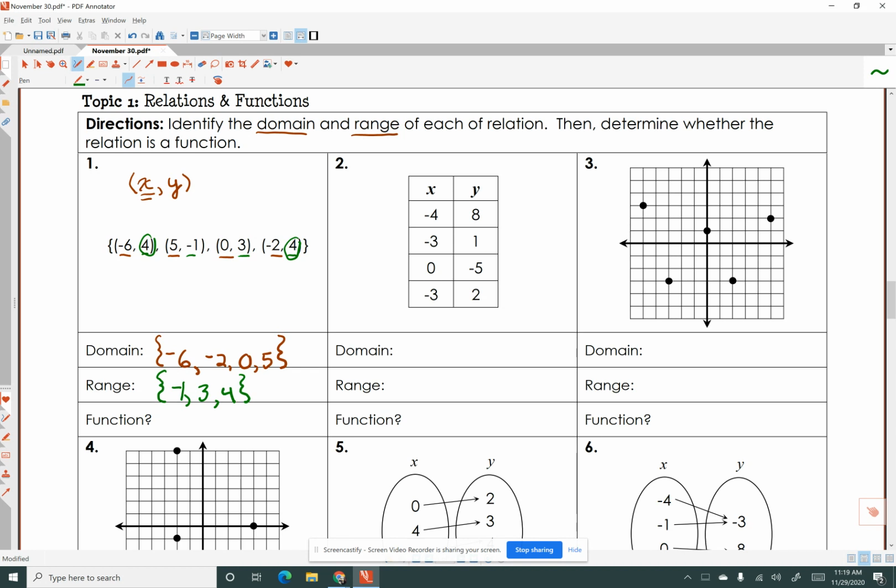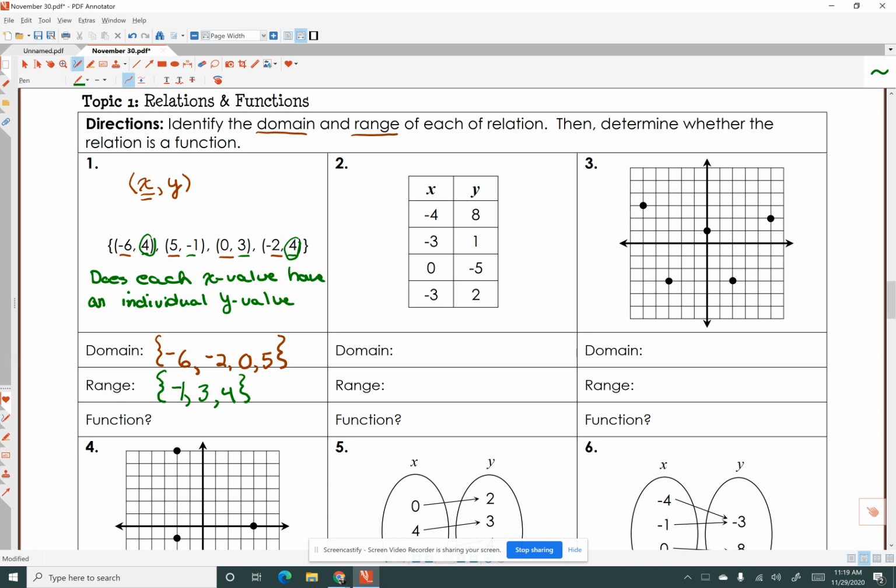Now, is this a function? Does each x value, let's write this down. Does each x value have an individual y value?